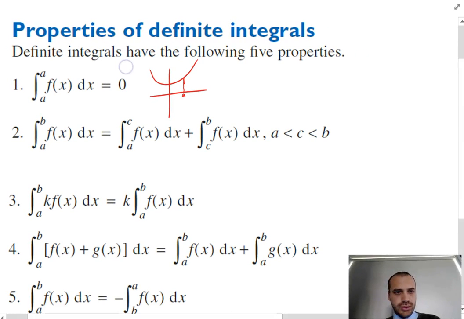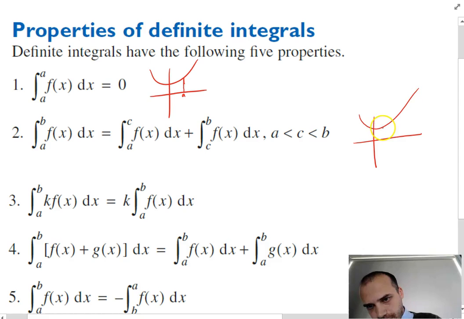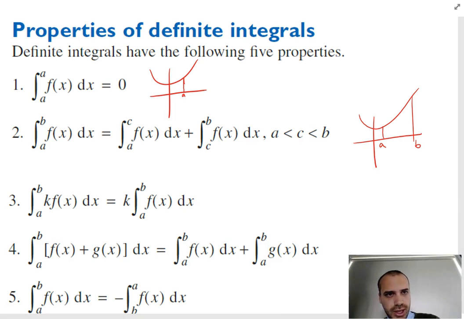Okay, this next one looks more complicated, but it's really not. It says the integral between b and a is equal to the integral between c and a plus the integral between b and c. So what they're saying is, I'll just draw it here. If I have b and a, the area under the curve between b and a will be equal to the area under the curve from c to a and b to c, adding those two areas together. That's why it says if a is less than c, which is less than b.